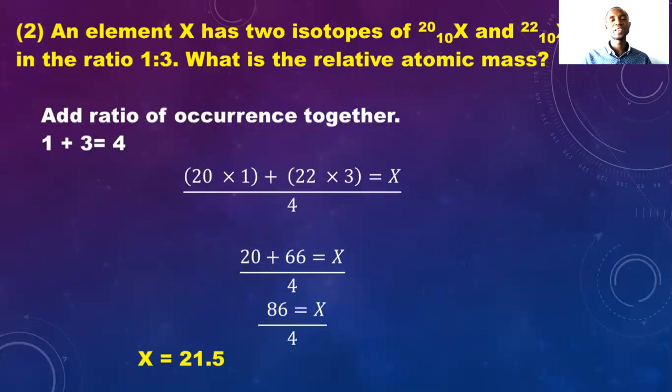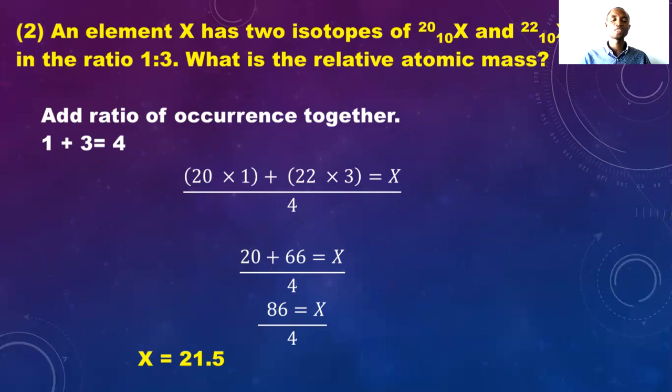that has 20 and 22. What we do, first thing is to add together their ratios. The occurrence together is in the ratio of 1:3. 1 plus 3 is going to give you 4. So from here, we observe that the isotope with a mass number of 20 has an abundance ratio of 1.